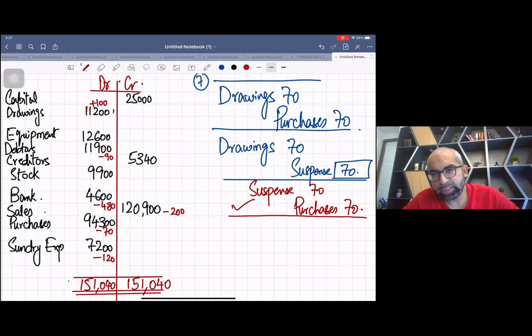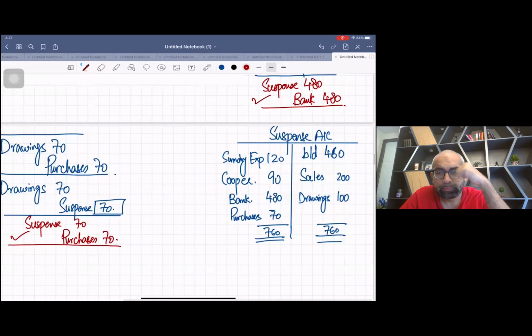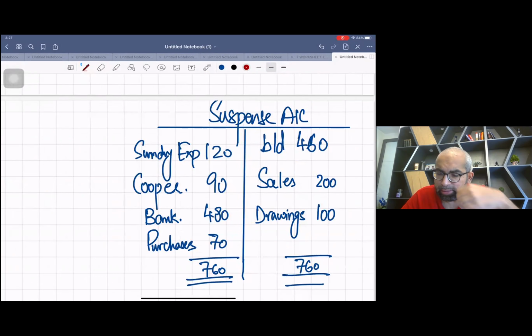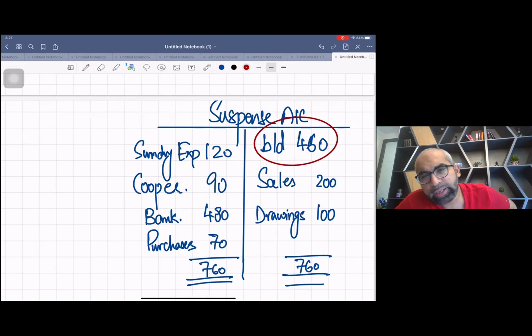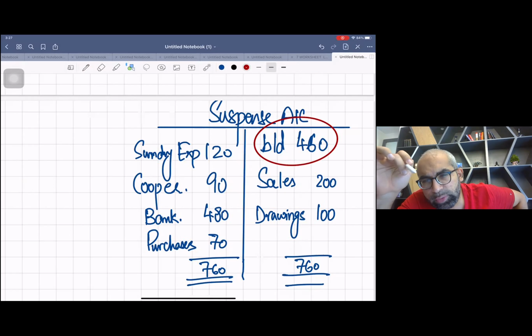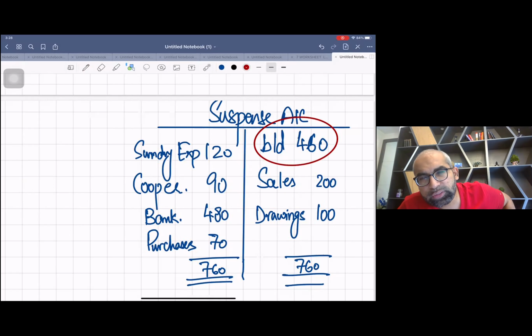Now, one last question I want to discuss in today's class. See this suspense account. In the first type of question, we get the opening balance already given in the question. What you do is write the opening balance, then make the correcting entries, post them, and close the suspense account. Okay, this is the routine question.